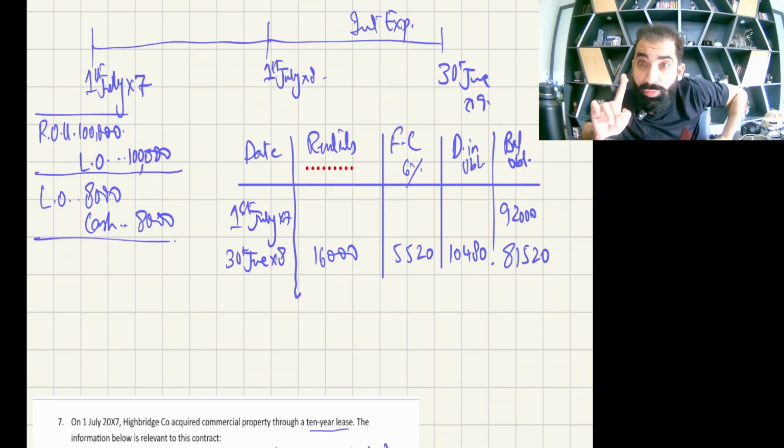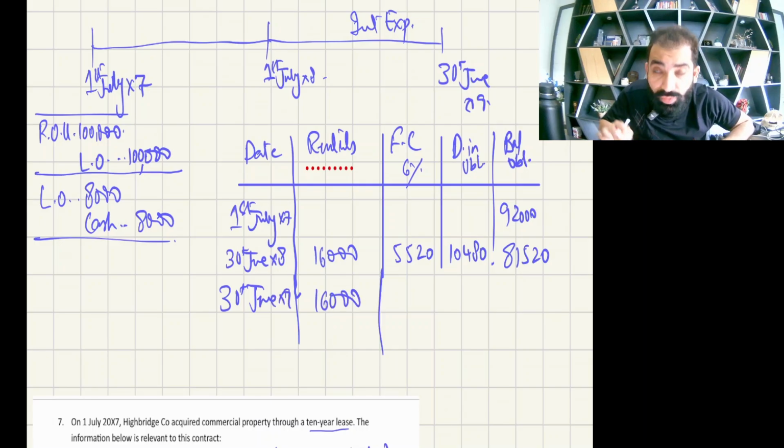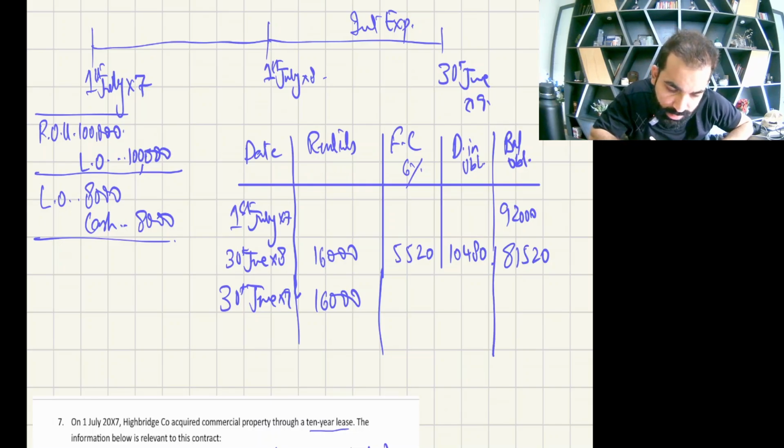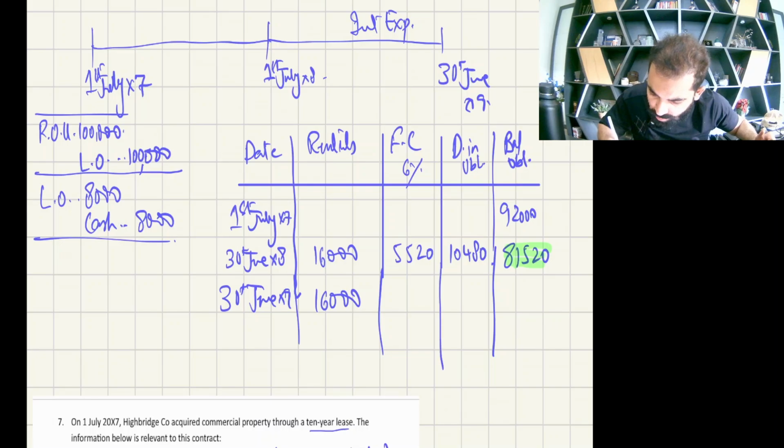We have done only the first year. Now go for the second year, that means 30th June X9. Again you will pay 16,000. For the whole second year, this is your outstanding loan, 81,520 multiplied by 6%. This is your answer: 4,891.